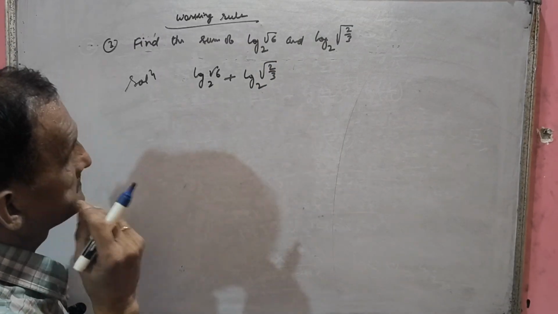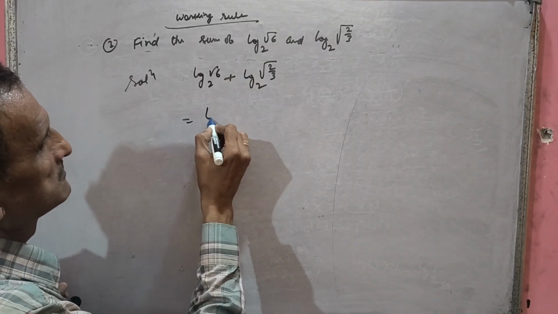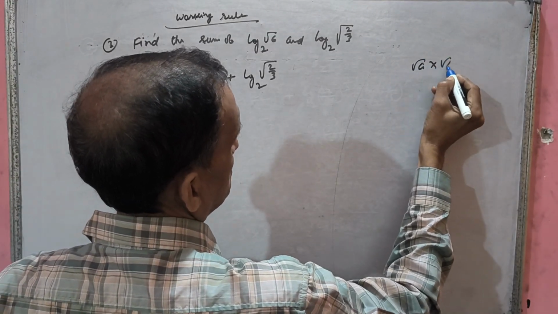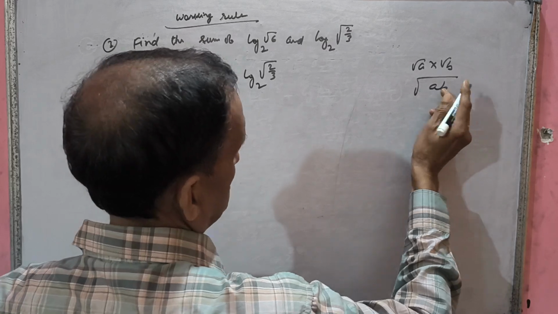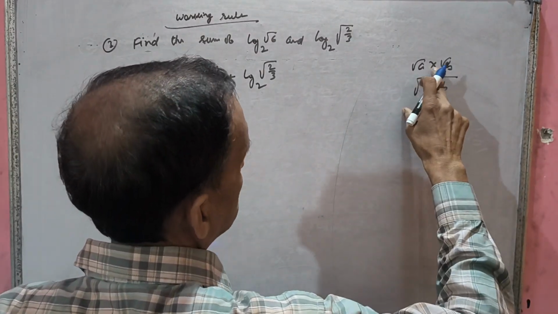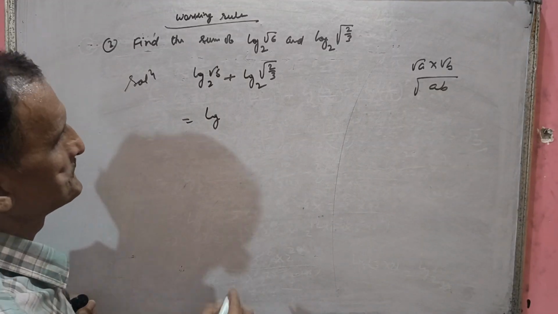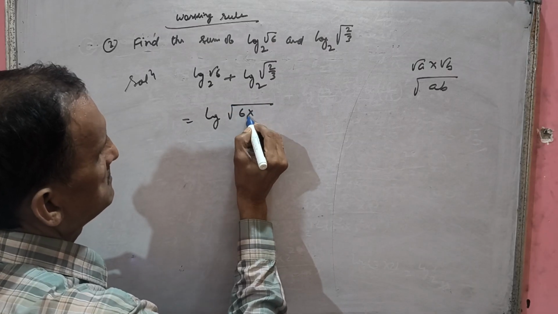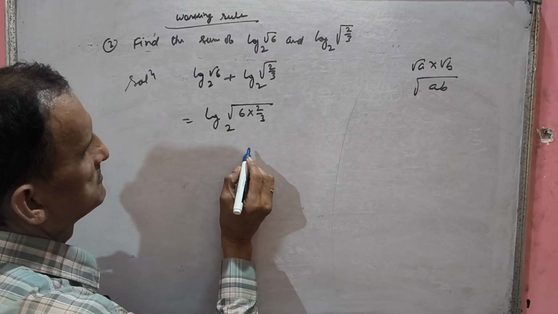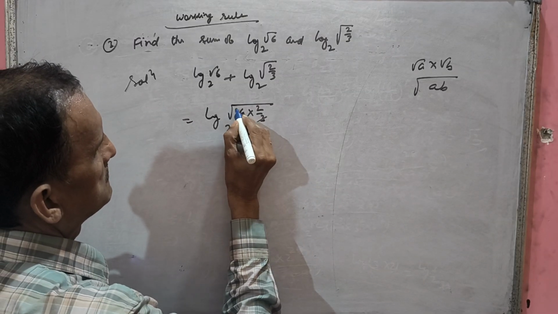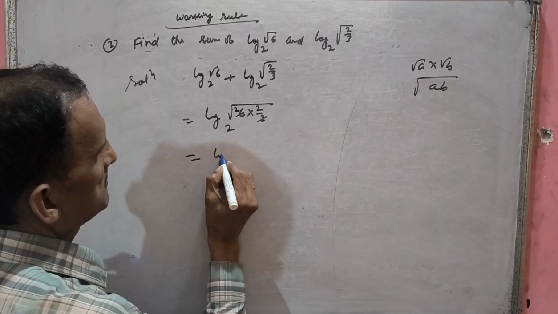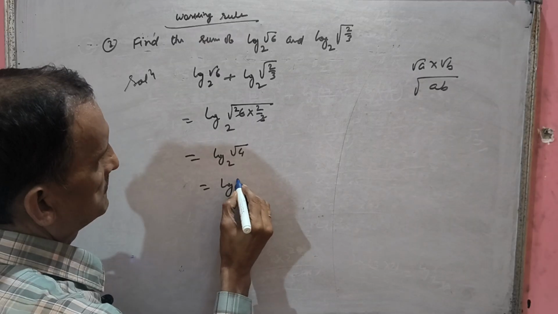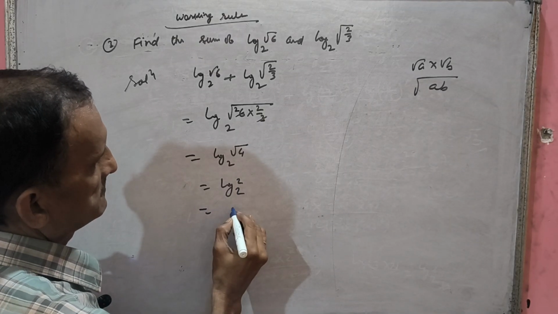Now see, for plus what will you write? Into, this into this. Listen here: root a into b can be written as whole root ab. This is for into and divide, not for plus and minus. So this is root 6. So we can give whole root 6 into 2 by 3, to the base 2. And this can cancel, no? 3 to the 6. So actually what we have got? Log root 4 to the base 2. And you know what is the square root of 4? 2. And this is the formula 1.